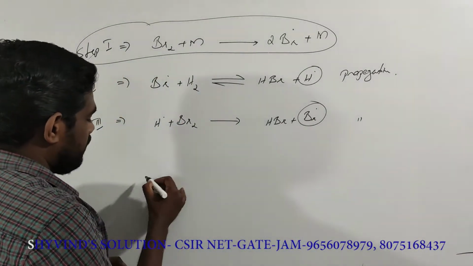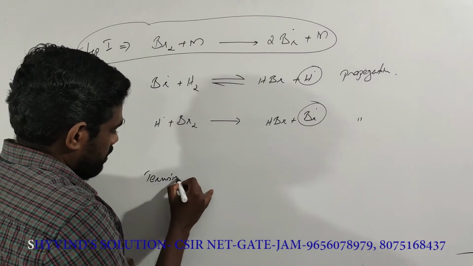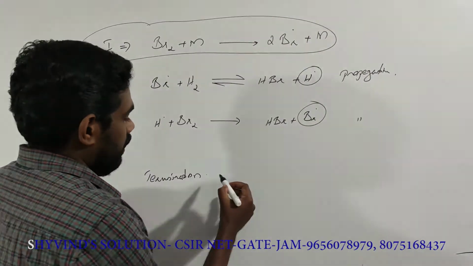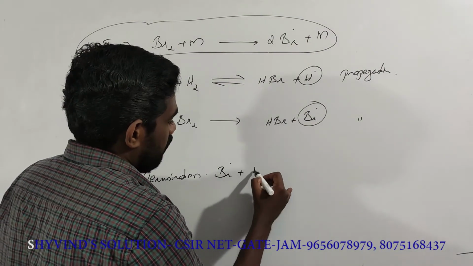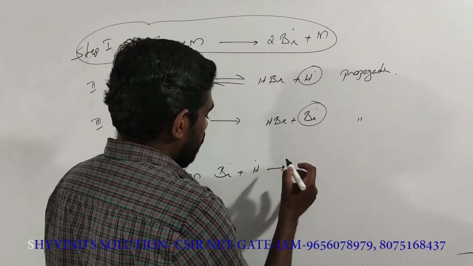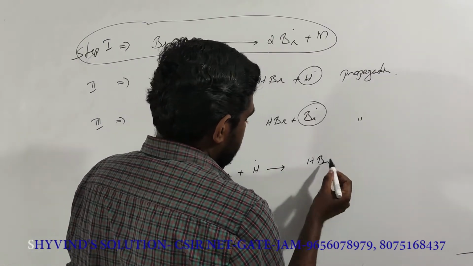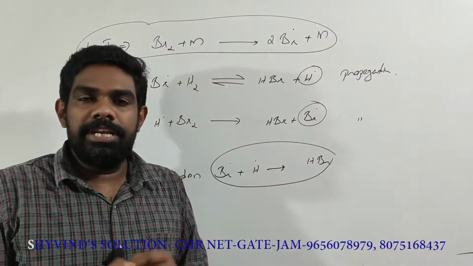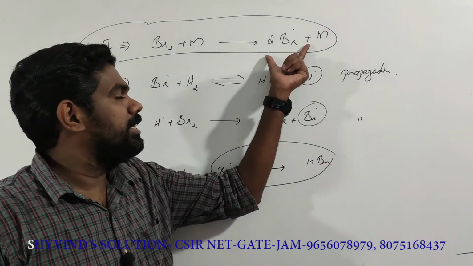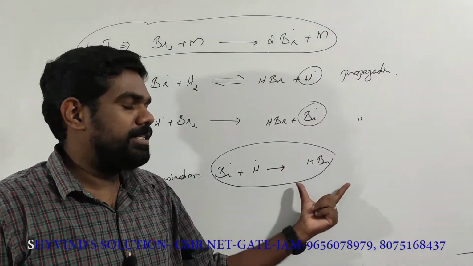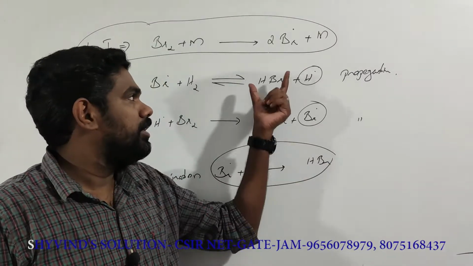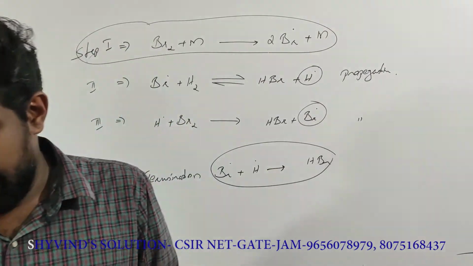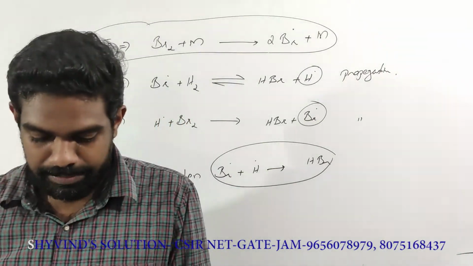Okay, so the termination step will be like this. During the termination step it should stop. So one Br dot and H dot react to give you HBr. If this is the reaction given, then it is the chain termination step. So this is the initiation step. These two are propagation steps. This is the chain termination step. So steps 2 and 3 are chain propagation steps. So the answer is option C, chain propagation step.